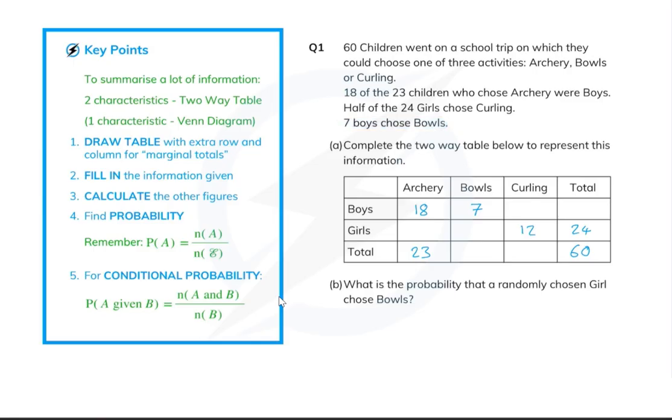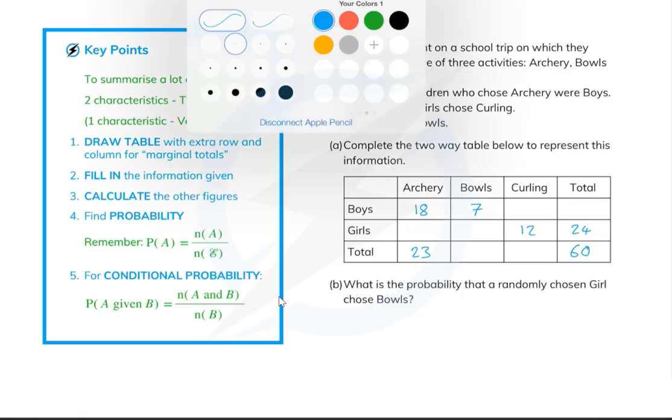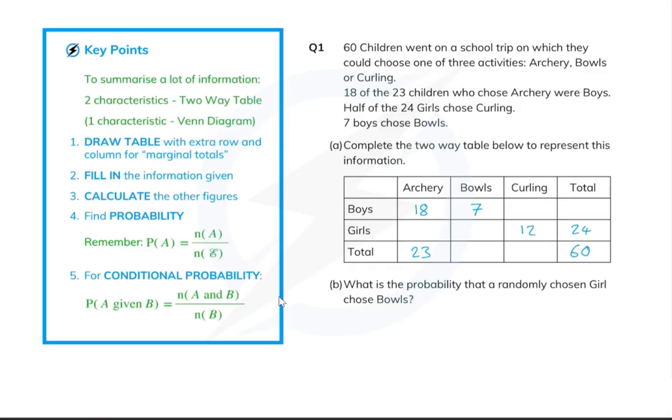Now we've got a lot of information, and we need to calculate the rest of it, because it asks me to complete the table. There are always lots of different ways you can do this, but I'm going to go straight for archery to start with. 18 plus what is 23? Answer 5, remembering that those two things must add up to the total. Then I'm going to have a look at the girls row. 5 plus 12 plus what equals 24? Well, 5 plus 12 is 17, and so I need another 7 girls to complete that row. So I know that 7 girls did bowls.